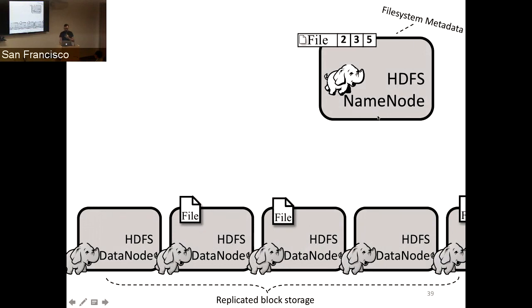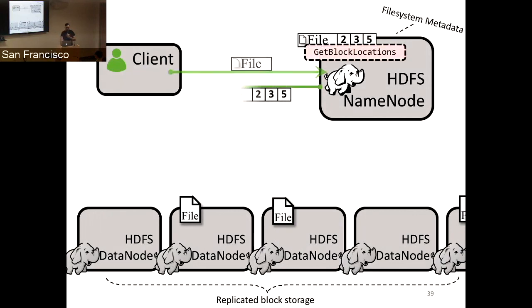So if you want to get it, you can read from any of those. And by the way, you should use the one that's closest. So that's where the bug comes in. The client says, let's get the block locations.